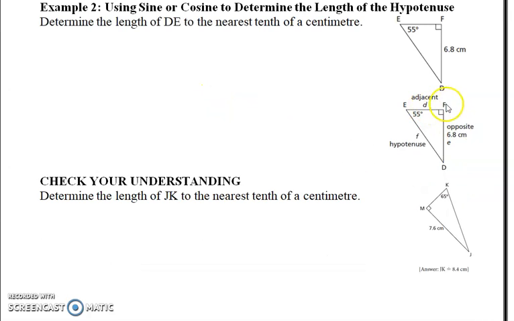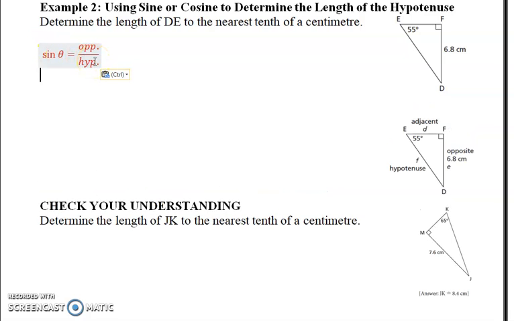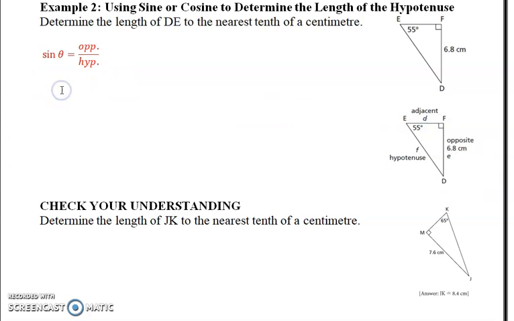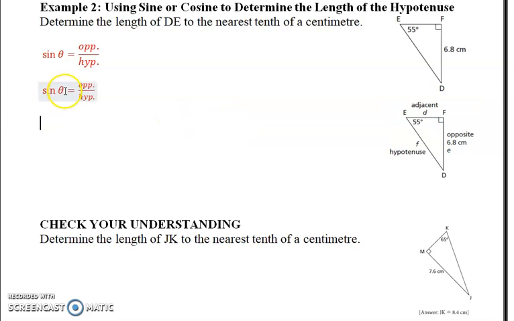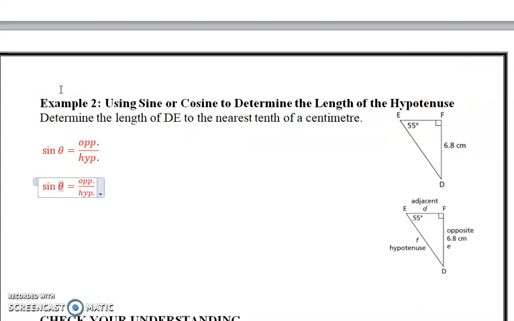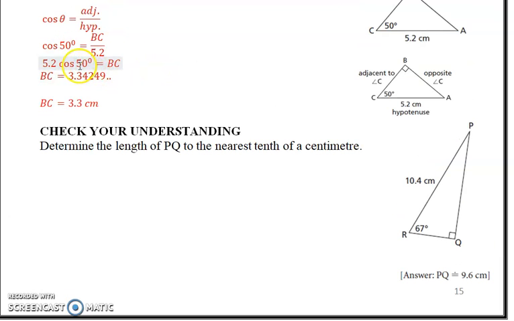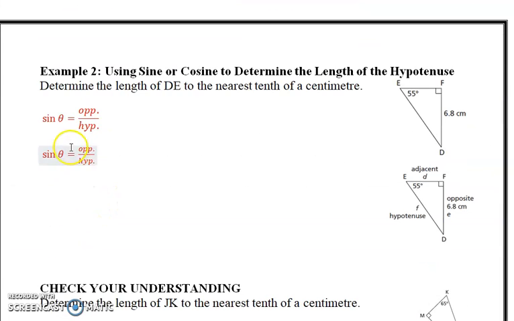So as you can see from our labeled triangle, if we are given the opposite side and we're looking for the hypotenuse, we're obviously going to use the ratio that has opposite and hypotenuse, which is sine theta. So now we're going to fill it in. The theta is obviously the 55 degrees. I'm going to get that degree symbol from the last question. So it's going to be 55 degrees. And the opposite is 6.8, so I can fill 6.8 in for the opposite side.